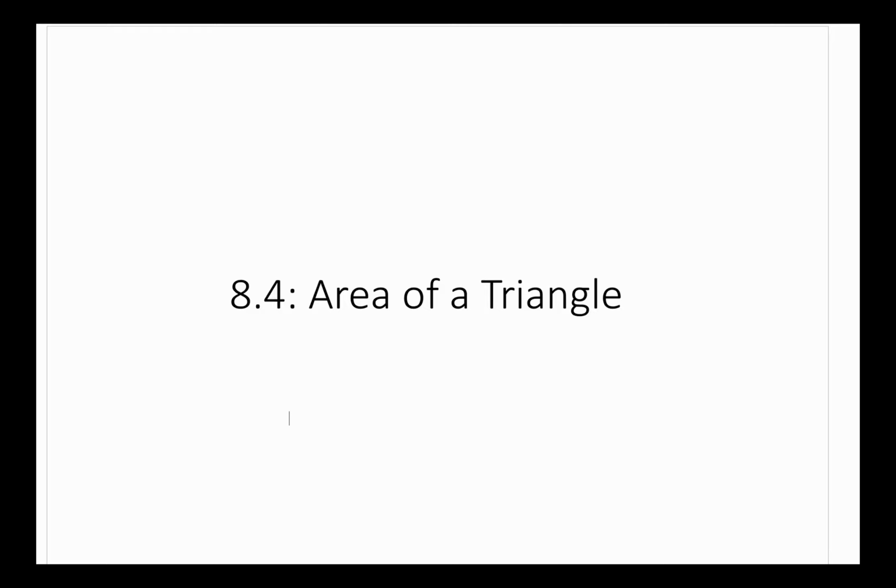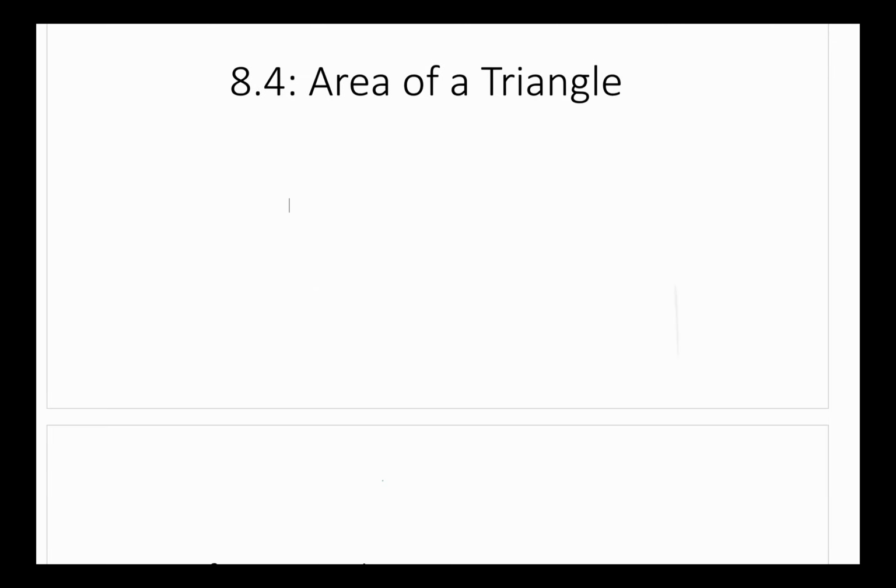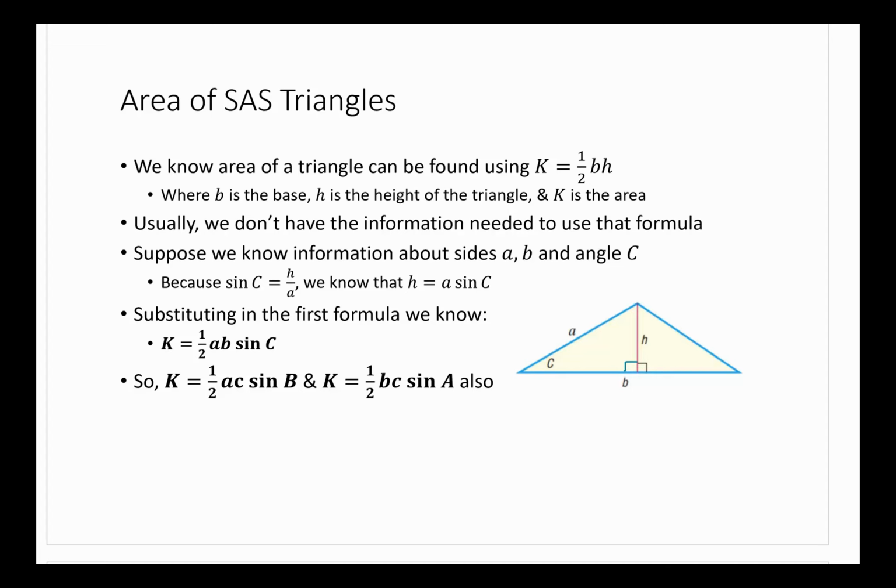Okay, so the last thing that we're going to be looking at is finding the area of triangles that are non-right triangles. We're going to first start with side-angle-side triangles. We're going to use K here for area instead of A, because we do use capital A for a lot of things, especially for angles. So we just want to make sure we're not getting confused.